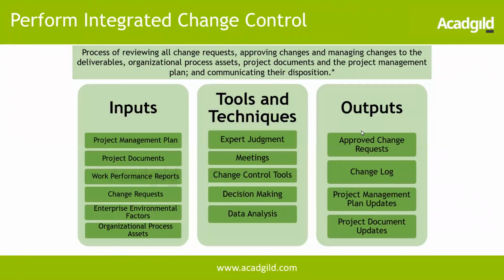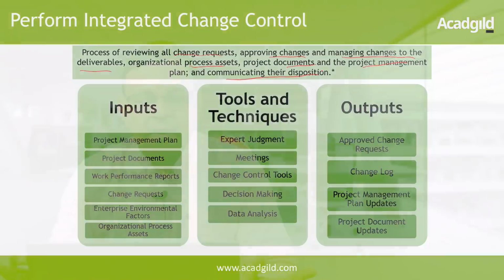For example, even resource management. Is there any new resource I need to bring in? Is there any human resource or any other material that's going to get impacted? Is it going to impact me on any procurement that has already been done? So a lot of other areas. That's where we call it integrated change control, in the sense we look at it from all 360 degrees and try to see all the impact, and then the changes are approved or rejected here. From a PMBOK perspective, it's the process of reviewing all change requests, approving changes and managing changes to the deliverables, organizational process assets, documents, and the project management plan, and communicating their disposition.